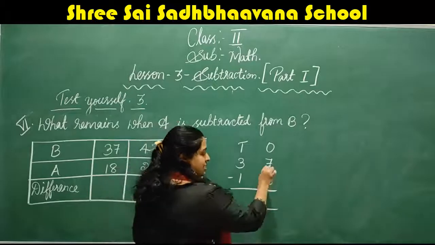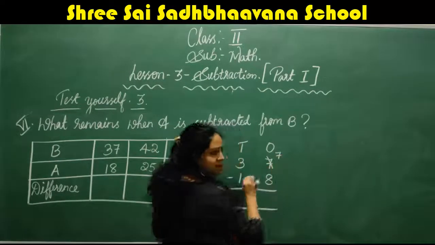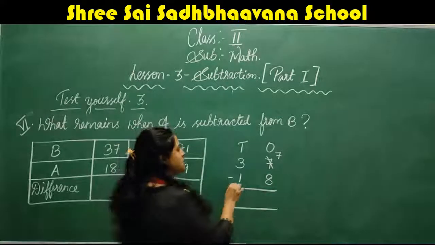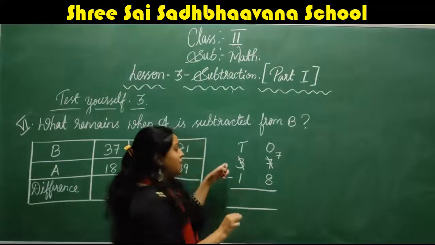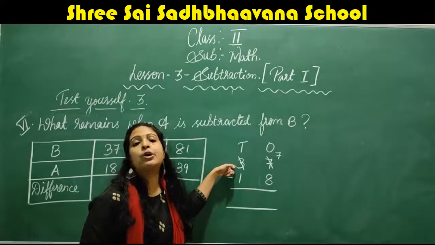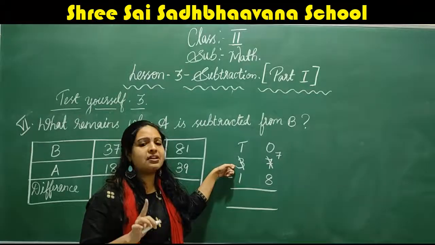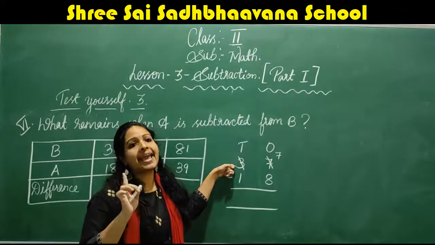How to borrow. Strike out the 3 and write 2 on the top of the number. Okay, now strike out this number. From this number, you have to take 1. How much do you have to take? You have to take 1. Always remember, while borrowing, you have to take 1.